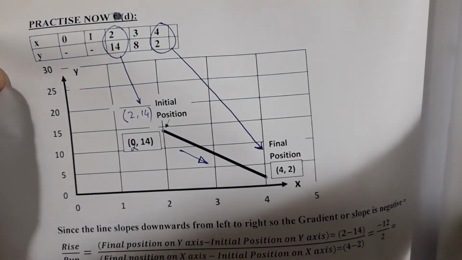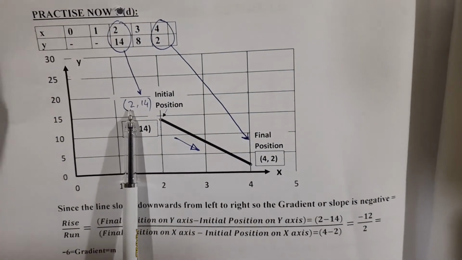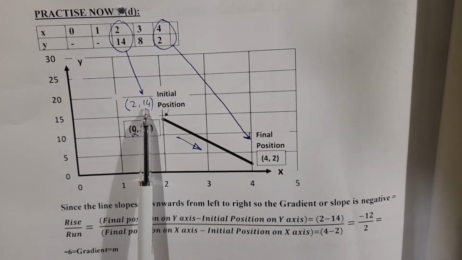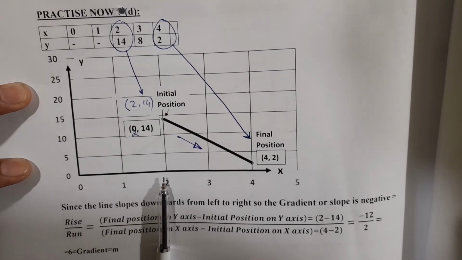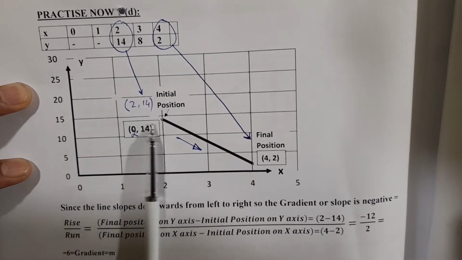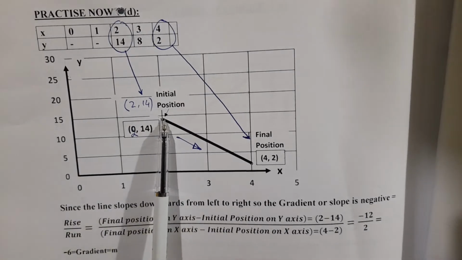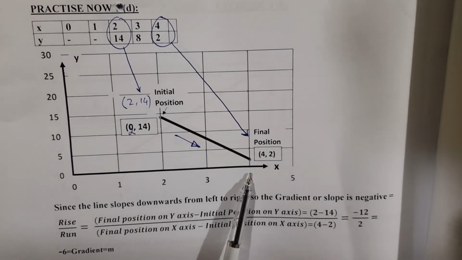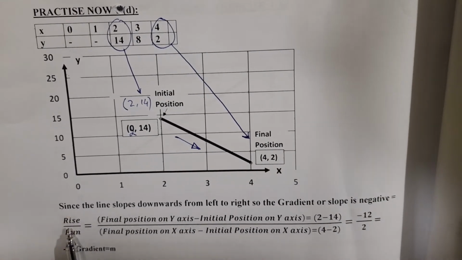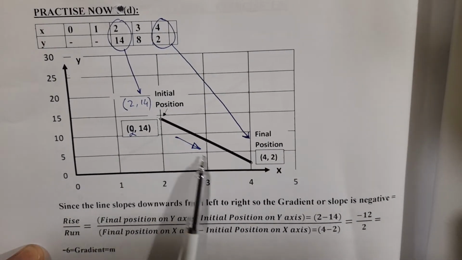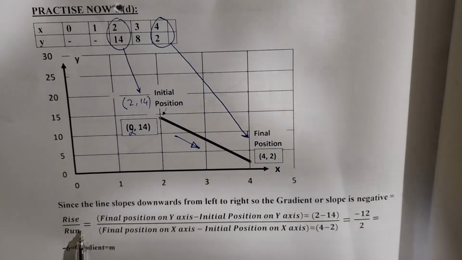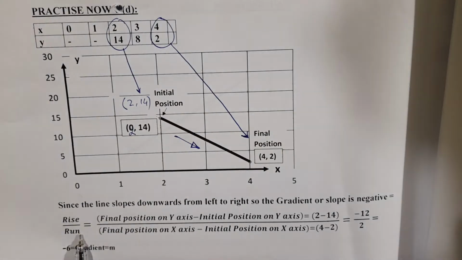Practice Now 1D. The initial position is 2 on the x-axis and 14 on the y-axis, and the final position is 4 on the x-axis and 2 on the y-axis. So the line slopes downwards. The gradient or slope is negative, and rise divided by run is equal to the gradient.